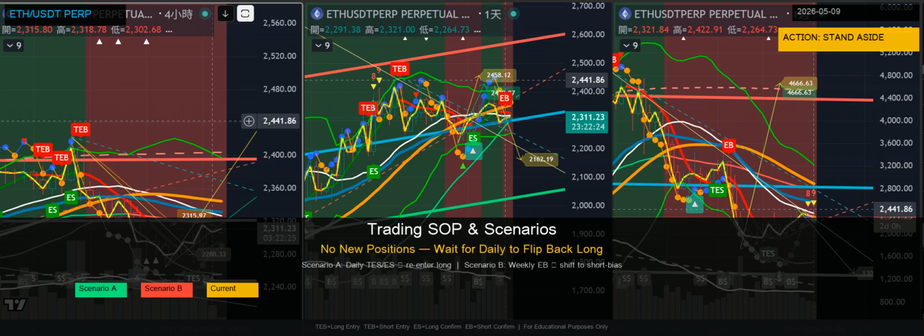In summary, ETH/USDT on May 9th shows a split 3-timeframe structure. Weekly long via TES, daily bearish via EB, 4-hour short-term bounce via TES. Per the system rules, this is not a standard confluence setup. The correct action is to stand aside and wait. Wait for the daily to flip back to TS or ES before entering long. Or wait for the weekly to also confirm bearish before entering short. Stay patient, stay disciplined, and follow the signals.